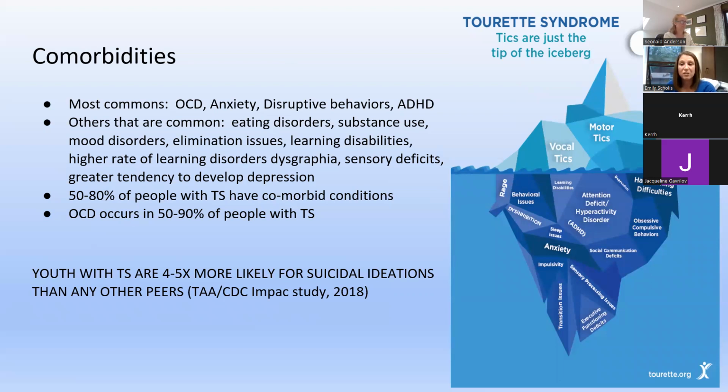some type of comorbidity. Usually it's about up to 80 to 85% that do have some type of comorbid condition along with tics. And some of the common ones are OCD, anxiety, disruptive behaviors, ADHD. And then the thing that really sticks out to me is that youth with Tourette syndrome are actually 4 to 5 times more likely to have suicidal ideations than any of their peers. That was found in a study from the Tourette Association of America and the CDC. They did an impact study in 2018 and found those results. So that's pretty appalling to keep in mind.